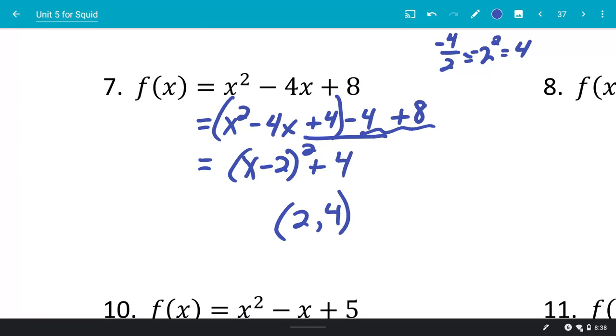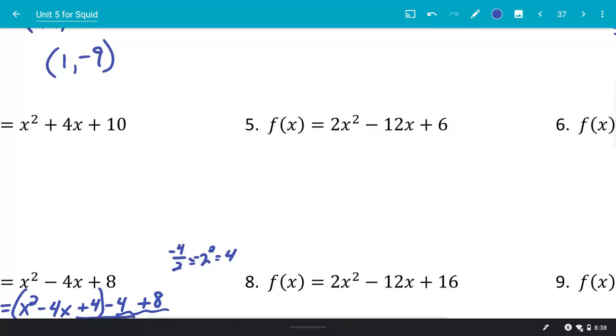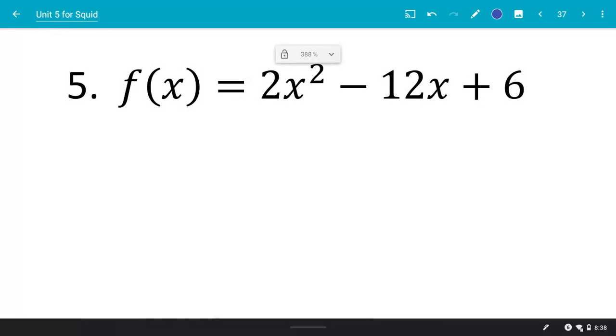No problem. Now, let's look at number 5. Number 5 is a little bit different. Why is it a little bit different? Because there's a leading coefficient. Okay?